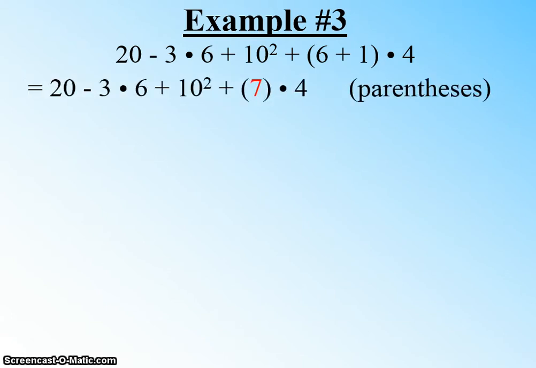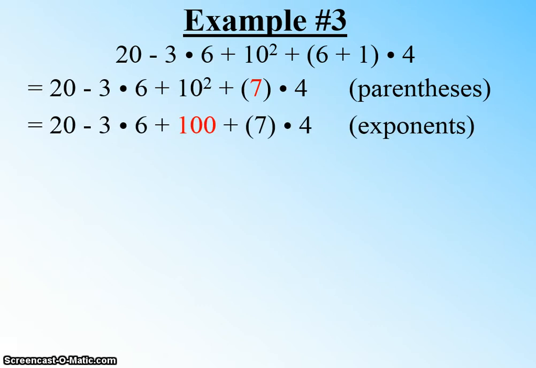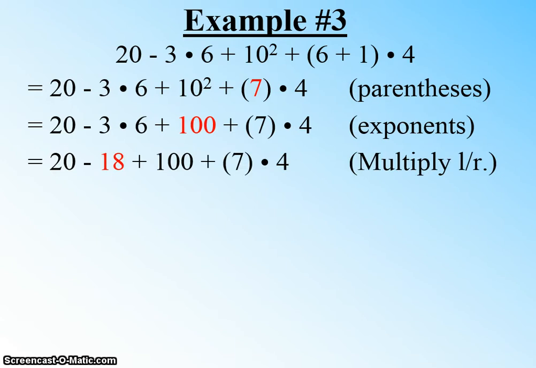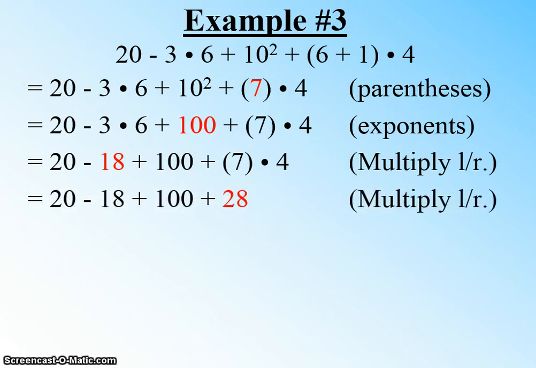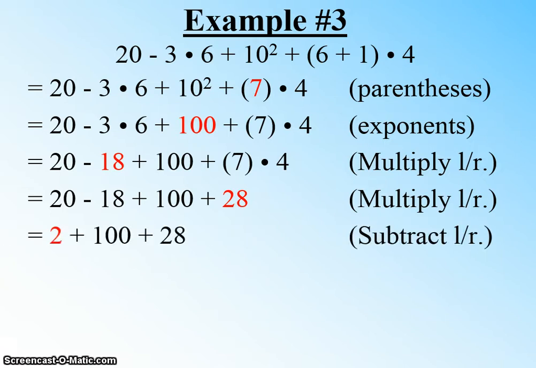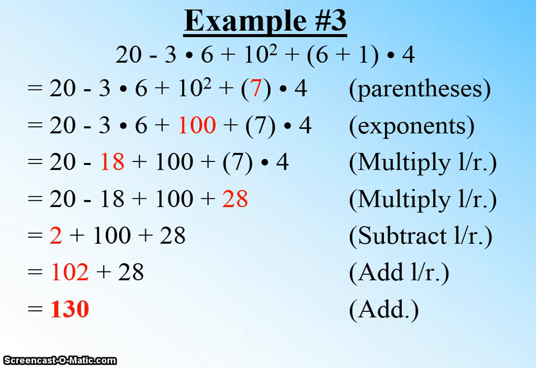We're going to do the parentheses first, which gives us 7. Then we're going to do the exponent, which gives us 100. Now, we've got multiply, add, and subtract. So we're going to multiply first, and we're going to do 3 times 6 first. And then we're going to do 7 times 4, which would be 28. Now we're going to subtract, and then we're going to add, and then we're going to do our last addition. So did you get 130? I hope so. We'll be doing a lot more of this tomorrow.